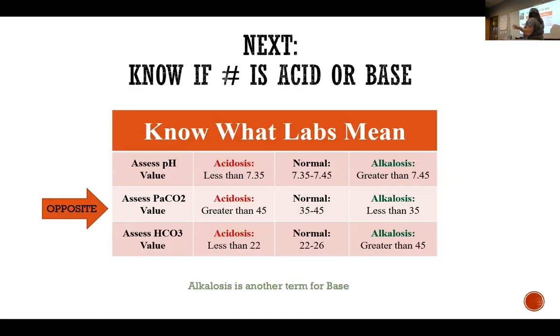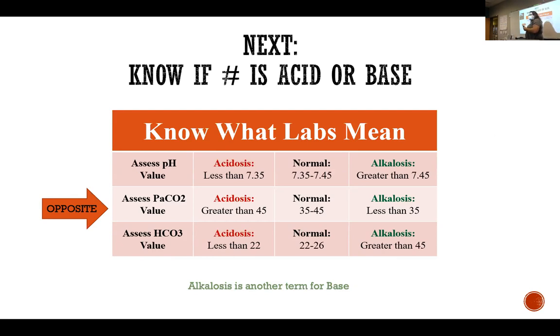Next, we need to know if the lab value from our ABG is an acid or a base. Mariana, you were talking about that a little bit ago, right? So in order to tell if it's an acid or a base, we've got to know what the values are. An acid for pH is less than 7.35. And a base or an alkalosis state for pH is 7.45.